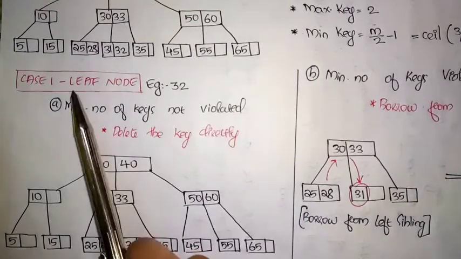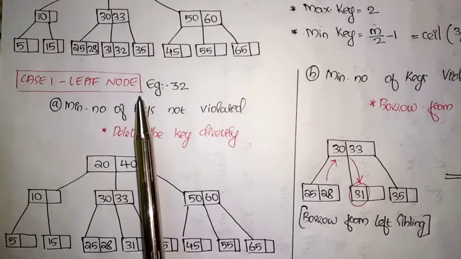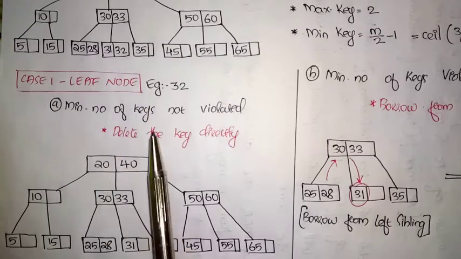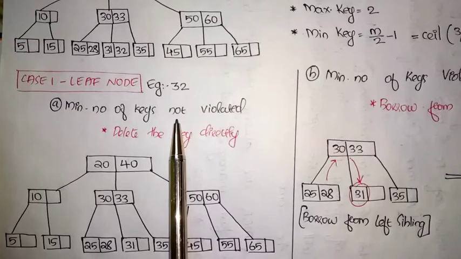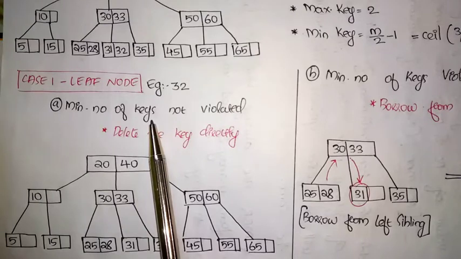In the case of leaf node deletion also, several subdivisions are there. The first case is that if I have to delete a specific key, then the deletion of that key will not violate my minimum number of keys condition. So that is the first case.